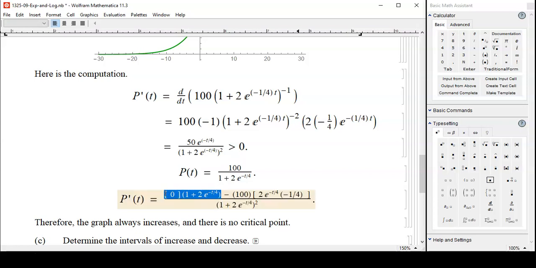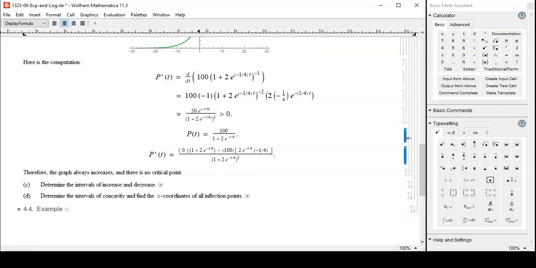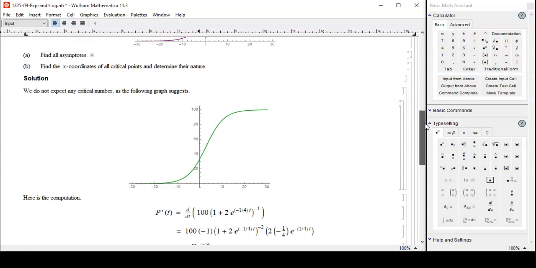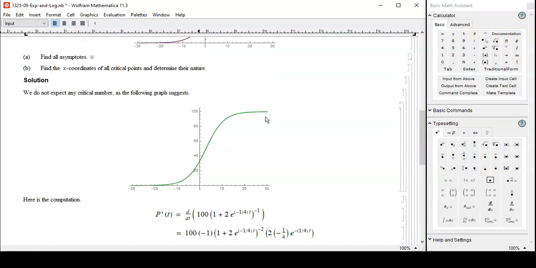Okay, so this whole thing is just 0. And then this one, if you simplify, that's what you get. You see, 100 divided by 2 over 4, and then minus becomes plus. And the denominator is a square, so always positive. And then the numerator is exponential, always positive. So p prime never hits 0, always positive. We have no critical point because the graph increases all the time. And look at the graph, it increases all the way.